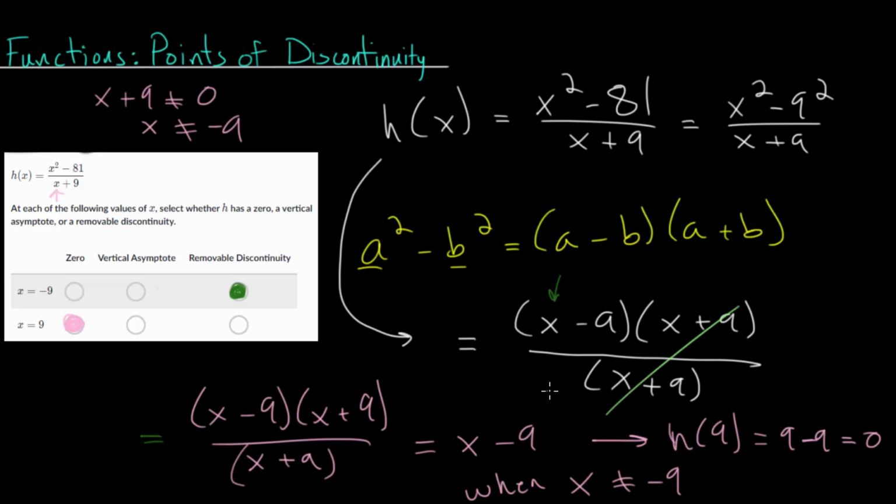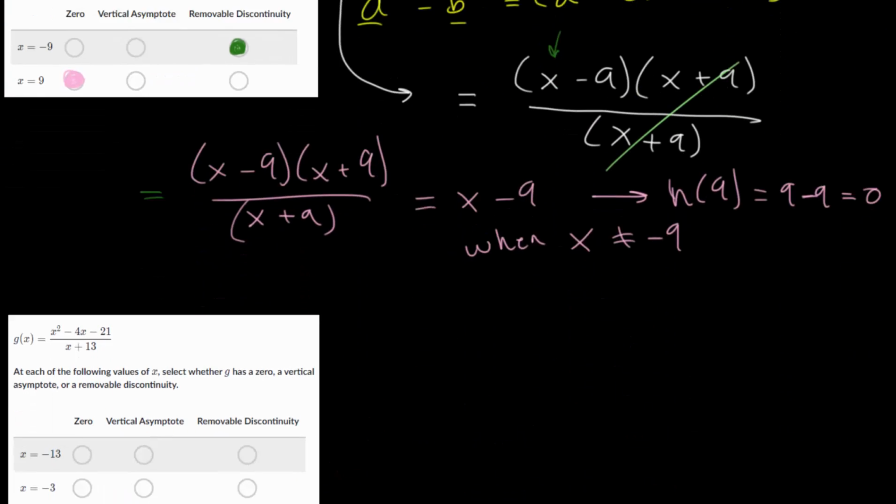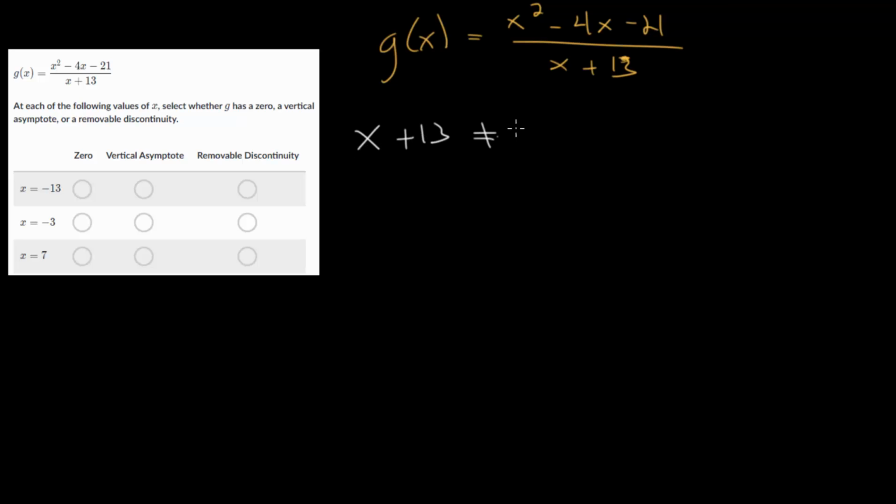Now, these problems can be fairly tricky, so let's do several more examples. So for this one, we have g of x is x squared minus 4x minus 21 over x plus 13. And let's start by just determining which x value is not a part of our domain here. And we can just say that our denominator, x plus 13, cannot equal 0, since then we would be dividing by 0. And let's just solve this. So we'll subtract 13. So we get that x is not equal to negative 13.